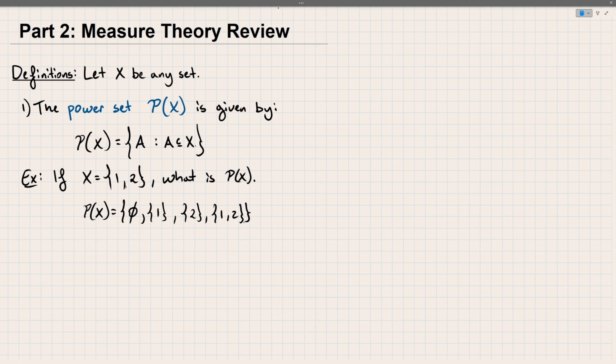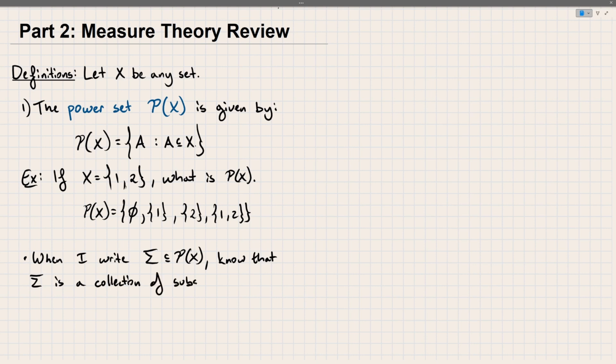Over probably the next couple of videos, we're going to be talking about subsets of the power set. So when I write something that looks like this, capital sigma is a subset of P of X, you should immediately identify that sigma is a collection of subsets of X.